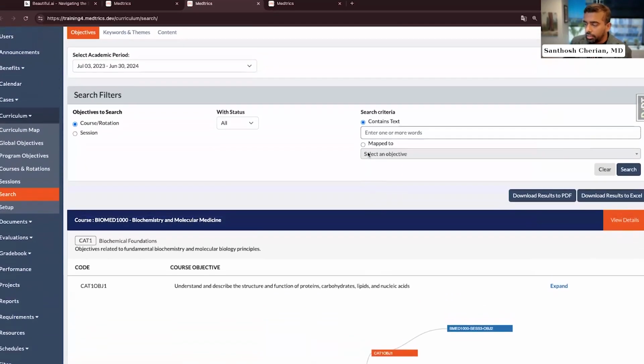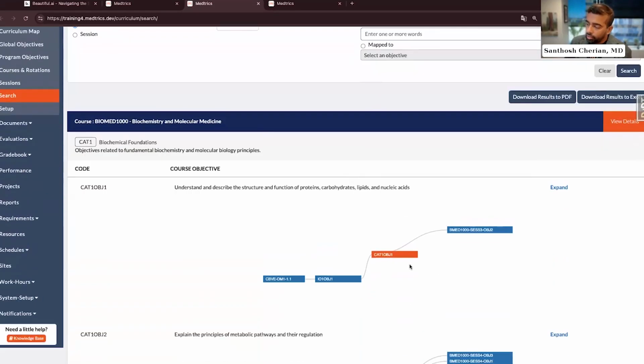A couple of things that I'm not going to go into today is, this mapping is one of the tedious processes that a lot of schools have to do. We have also incorporated a way to do this using AI so that you get recommended mappings using AI, and then you can simply review and approve it.